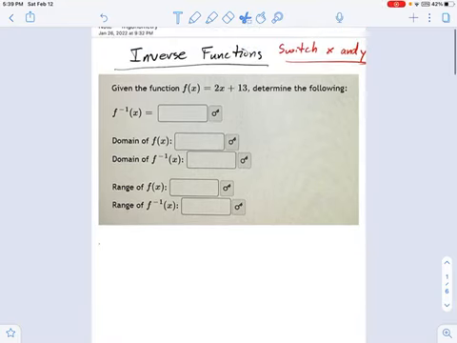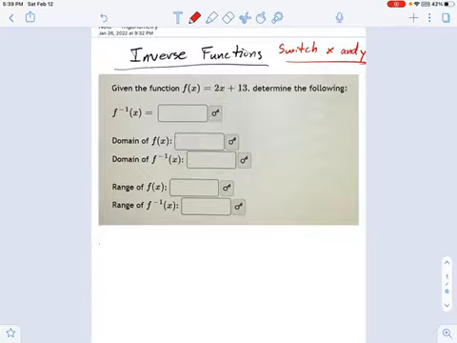This question asks us to do two things. The first thing is find the inverse of f. The second thing is tell me a bunch of stuff about its domain and range for both f and the inverse. Well, finding the inverse is pretty easy.